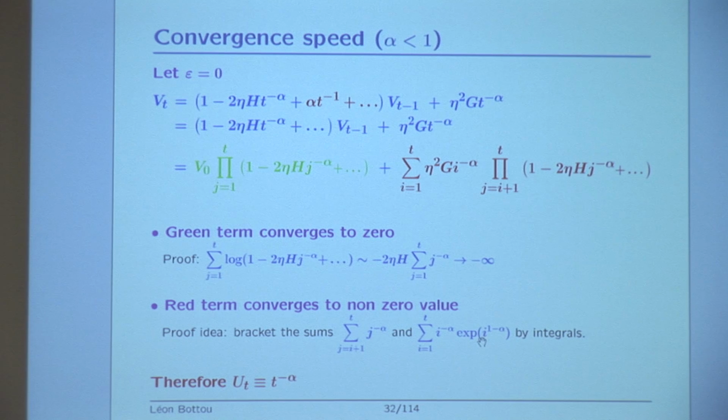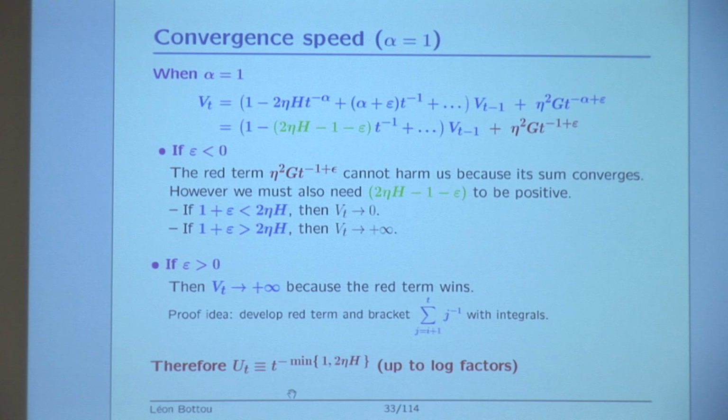So basically, you can do the calculation. And you just show that it goes to a value that's non-zero. Therefore, you get that the ut is on the order of t minus alpha for alpha less than 1. Fine.